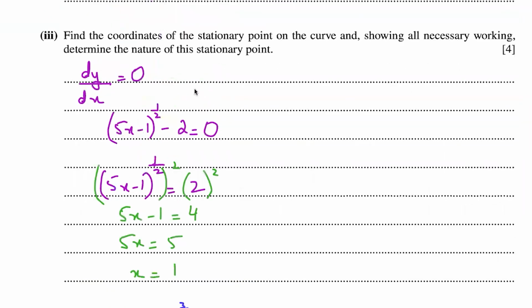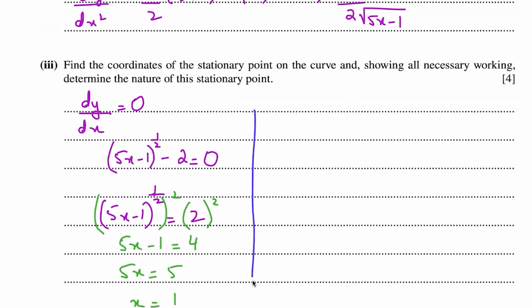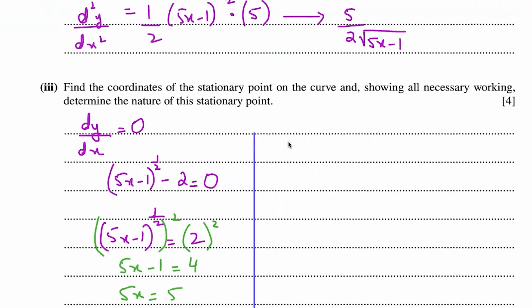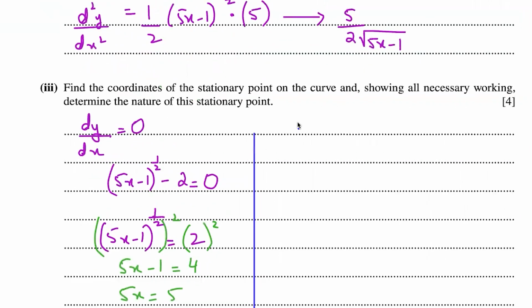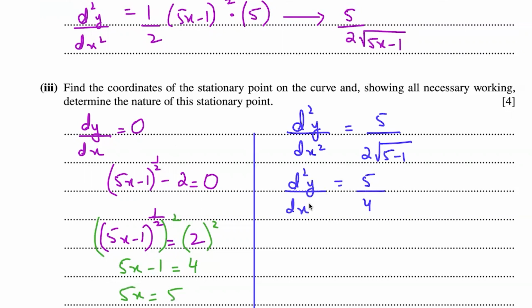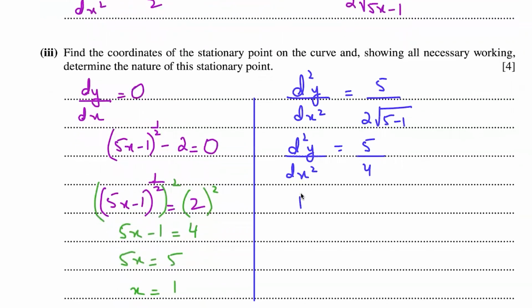Now to find the nature of the stationary point, we'll substitute this value of x equals 1 into the double derivative that we found in the last part. So the value of the double derivative would be 5 over 2 square root of 5 minus 1. As this will give us a positive value, and if the double derivative is greater than 0, we know that this is a minimum point.